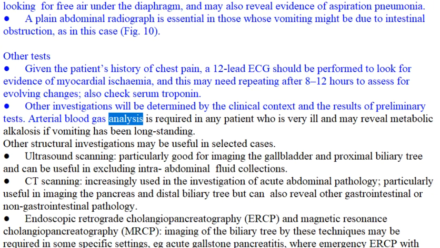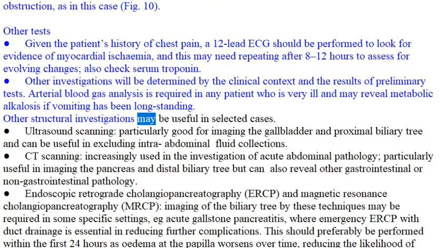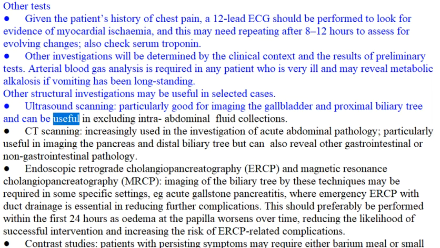Arterial blood gas analysis is required in any patient who is very ill and may reveal metabolic alkalosis if vomiting has been long-standing. Other structural investigations may be useful in selected cases. Ultrasound scanning is particularly good for imaging the gallbladder and proximal biliary tree, and can be useful in excluding intra-abdominal fluid collections.